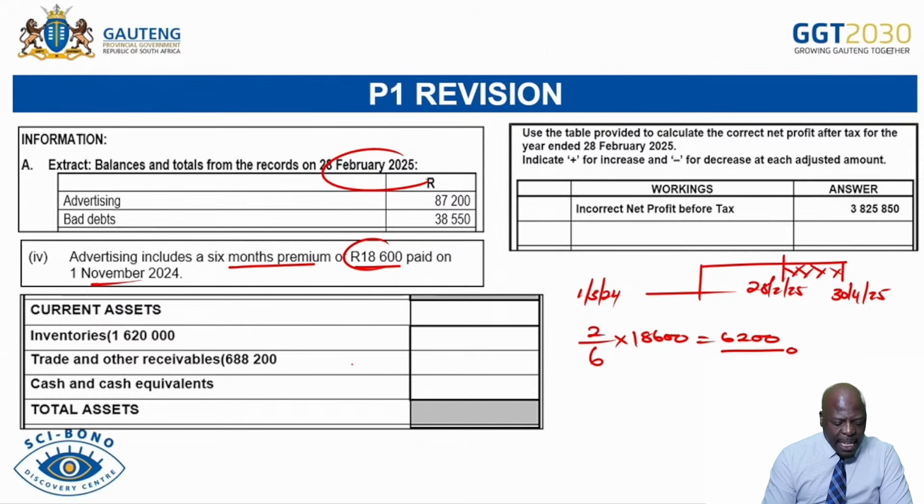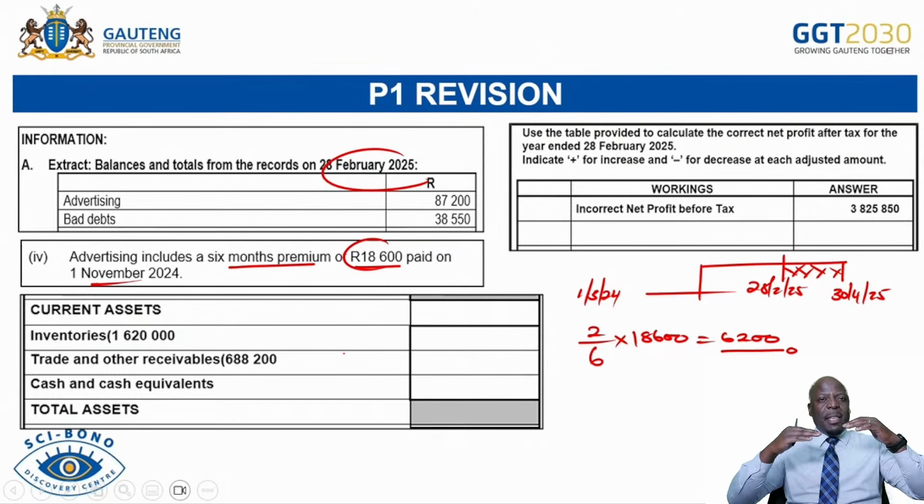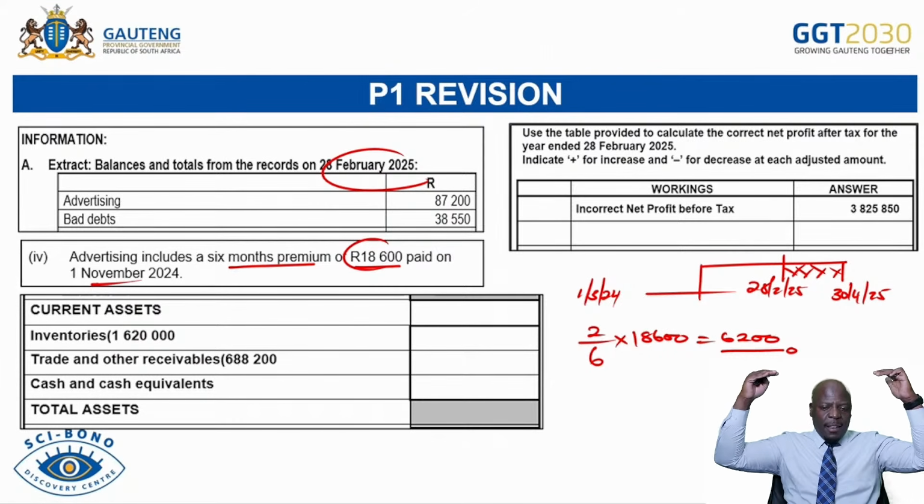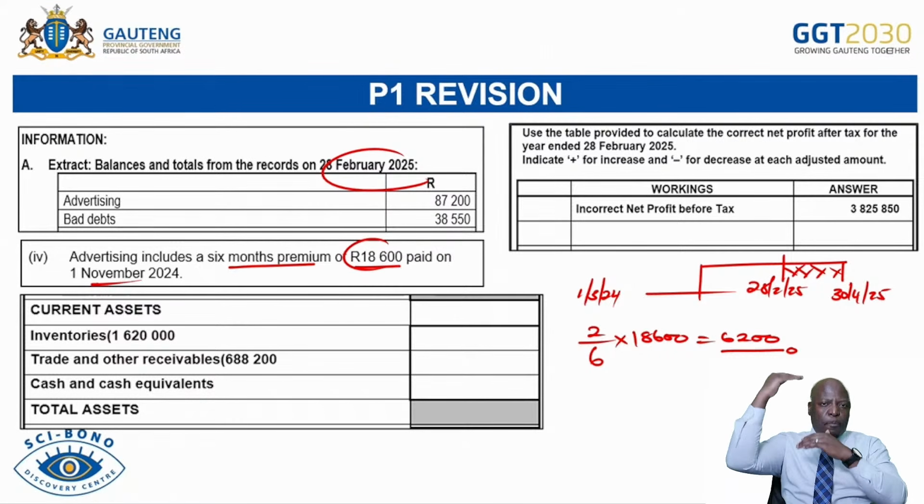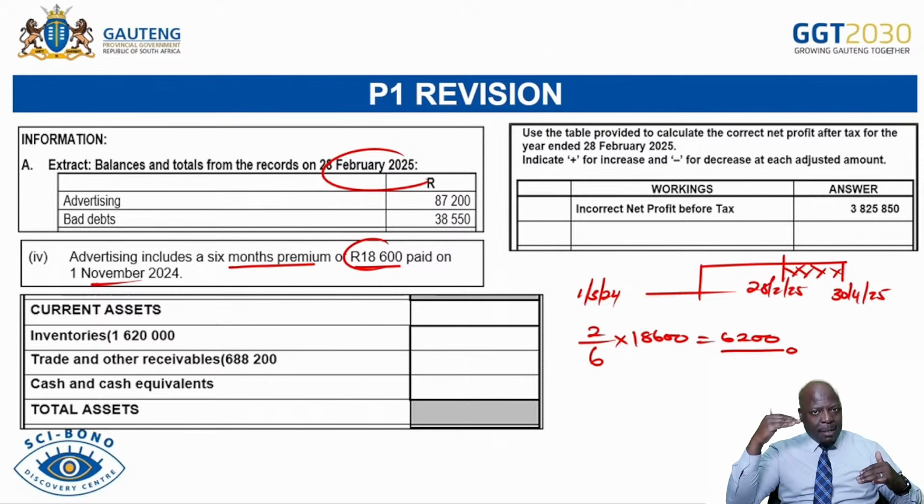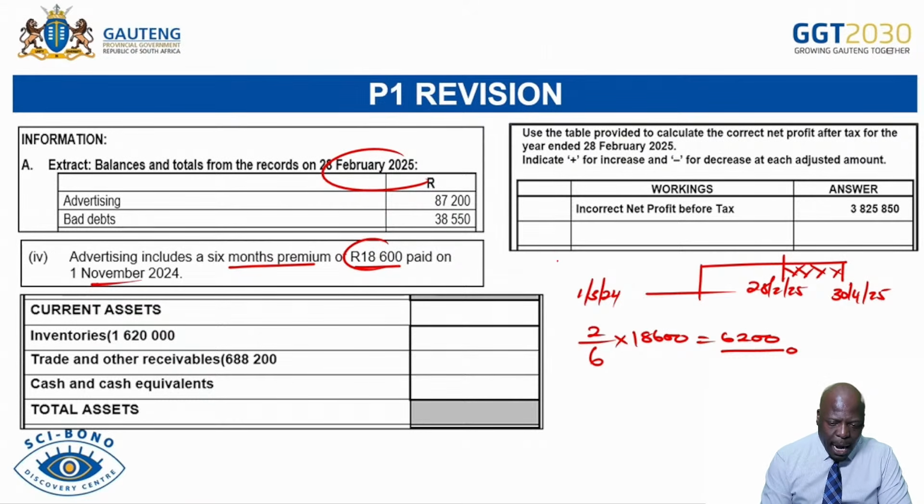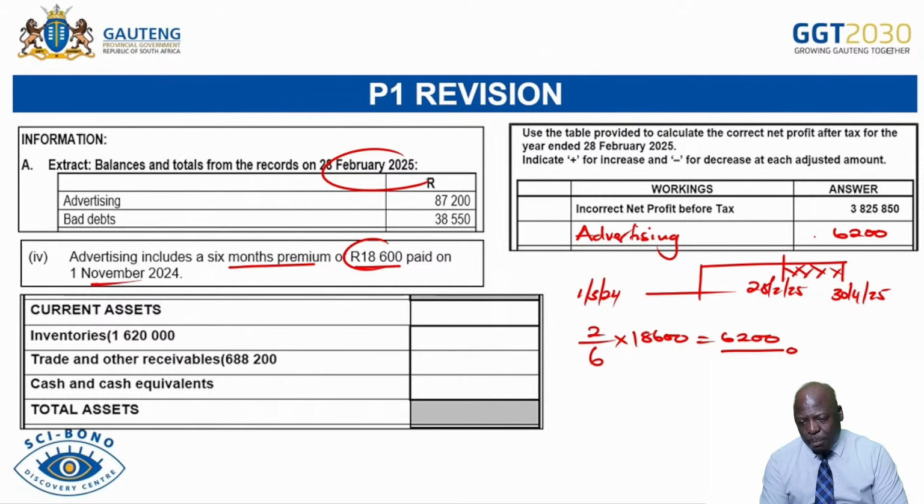If I have paid an expense in advance, it means I overstated my expenses in the correct net profit calculation. If my expenses were overstated, my profit was understated. So to correct that, I would therefore come and then I would say advertising here. And I'll bring my 6,200. The question is, are we adding it or subtracting it? It's an expense that was overstated. We recorded more of the expense. So to correct it, we must add plus 6.2.